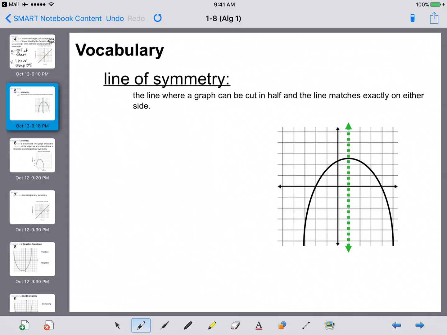Here we have our line of symmetry for vocabulary, and that's the line where a graph can be cut in half and the graph matches exactly on either side. So you can fold it in half and it's the same on both sides. Like your ink would match if it was like creating butterflies of paint when you were little. The line that it's going about is the line of symmetry. So for this example, our line of symmetry is at x equals 1.